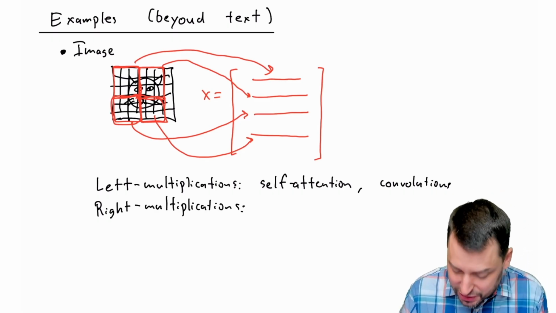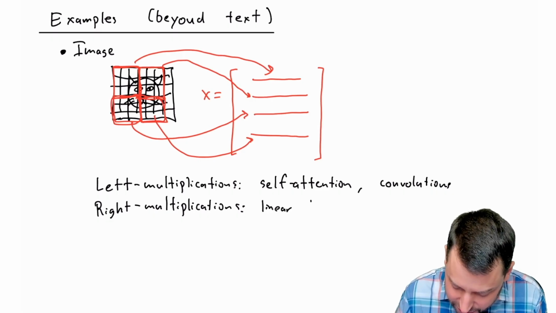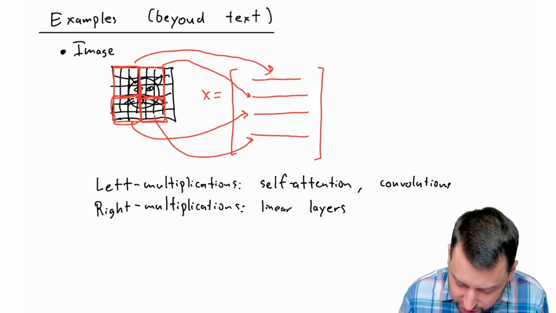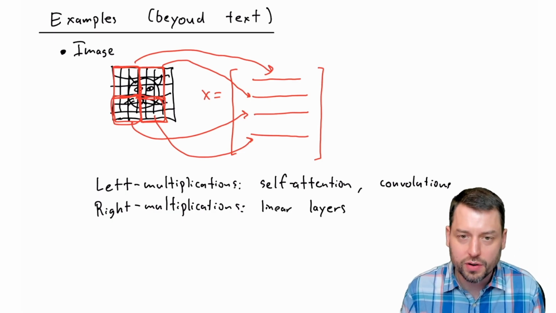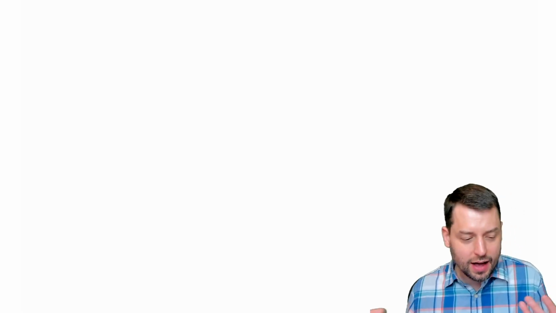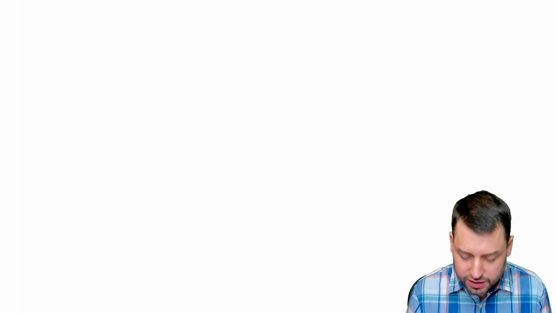And then the right multiplications are just linear, as they always are, just linear or neural network layers. And through a combination of these things and nonlinear elements, you get modern image models. But again, I don't want to dwell too much on this. I'm not going to give any more examples because we're not going to deal with any graph models or any other sequence models and things like this.